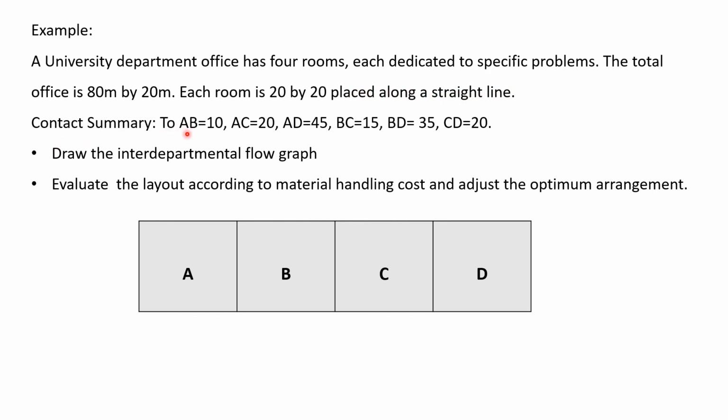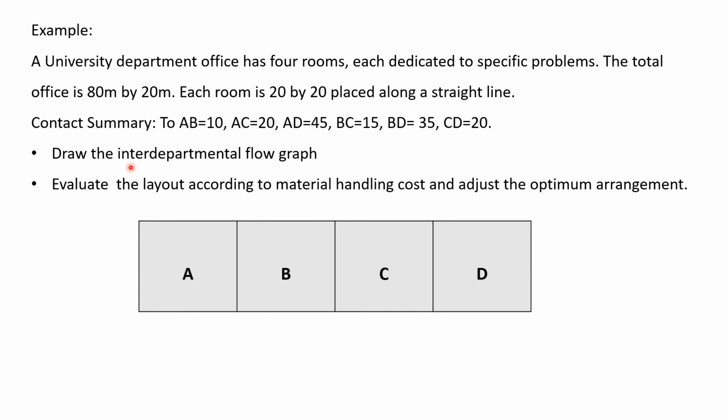Contact summary from department A to B is 10, from department A to department C is 20, from department A to department D is 45, B to C is 15, B to D is 35, C to D is 20. This is just the frequency of contact. And the existing layout, or the current layout, looks like this: A, B, C, and D.